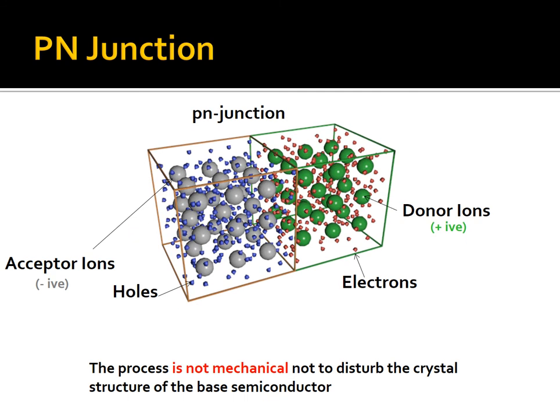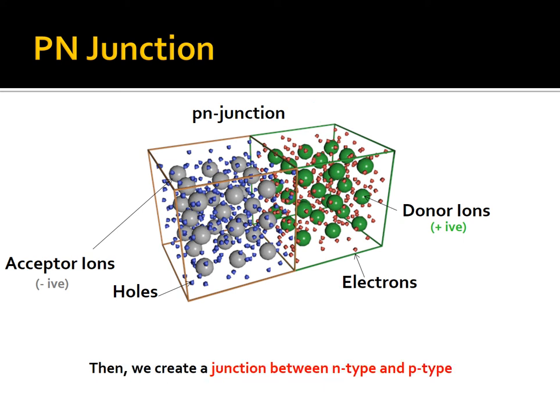Here we can see that we have combined the p and n-type semiconductor material. We are not joining them by mechanical push. This is not a mechanical process which would disrupt the structure of the semiconductor material. We're just bringing the p and n-type materials closer together. So what will happen? When we combine p and n-type materials, a junction will be formed at this point, which we refer to as the p-n junction.